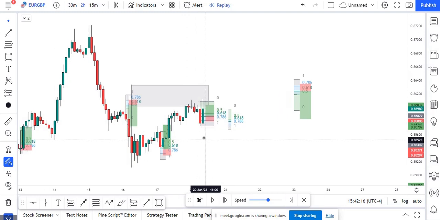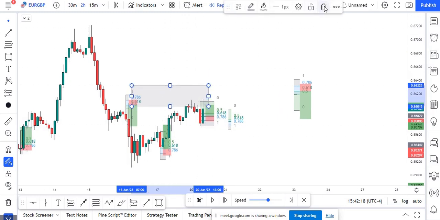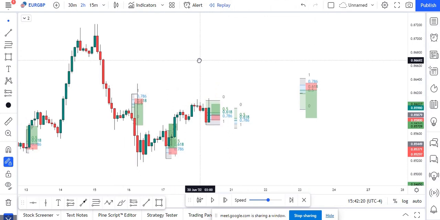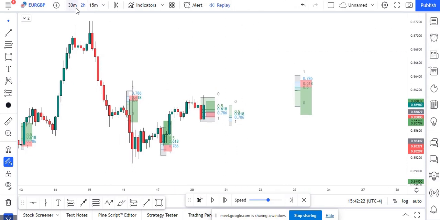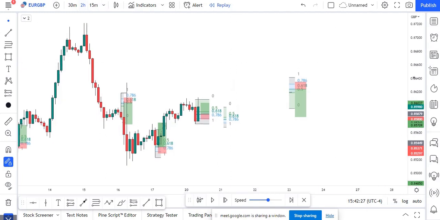So that's pretty much how you can confirm or increase the probabilities of the trades you're checking, and from a higher time frame perspective, how you can refine that and increase your probabilities.